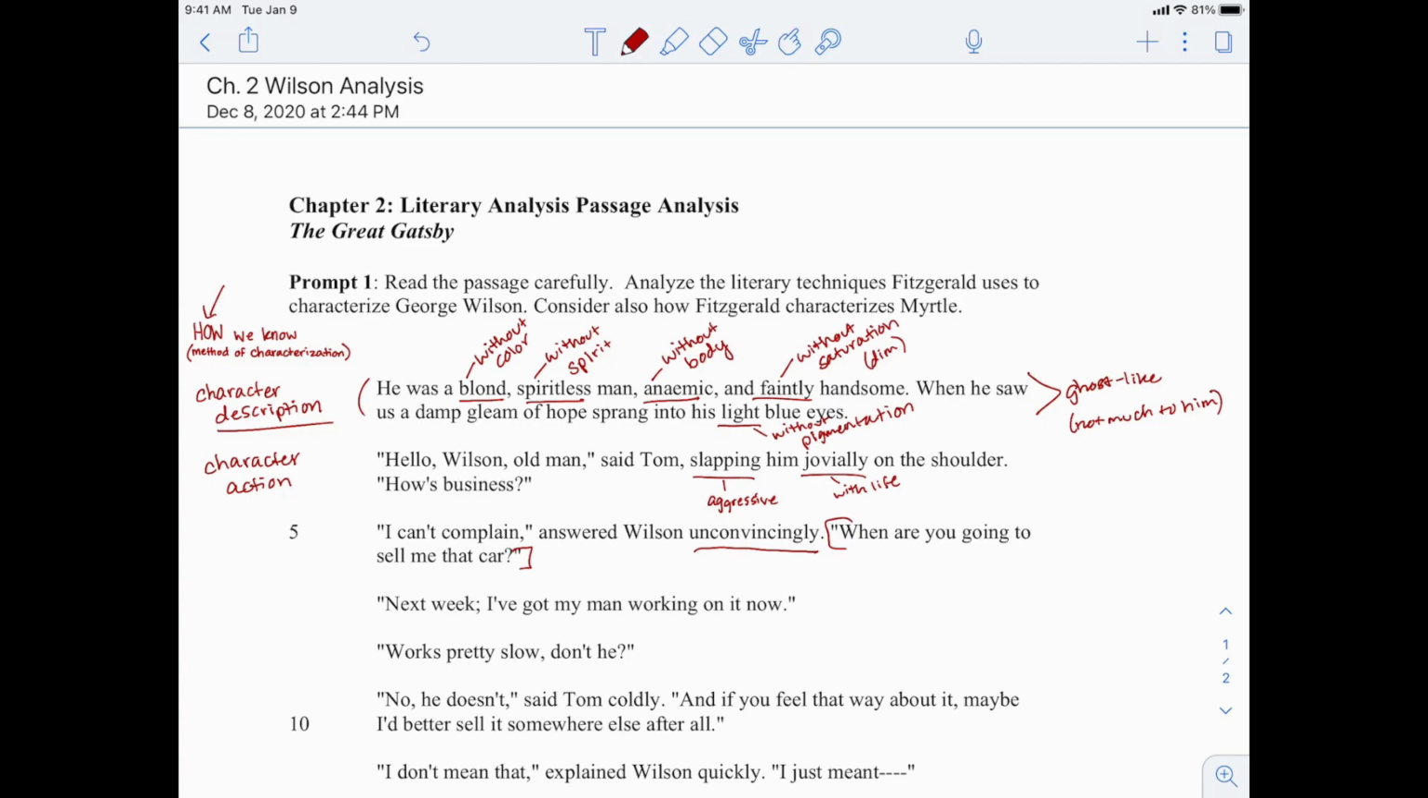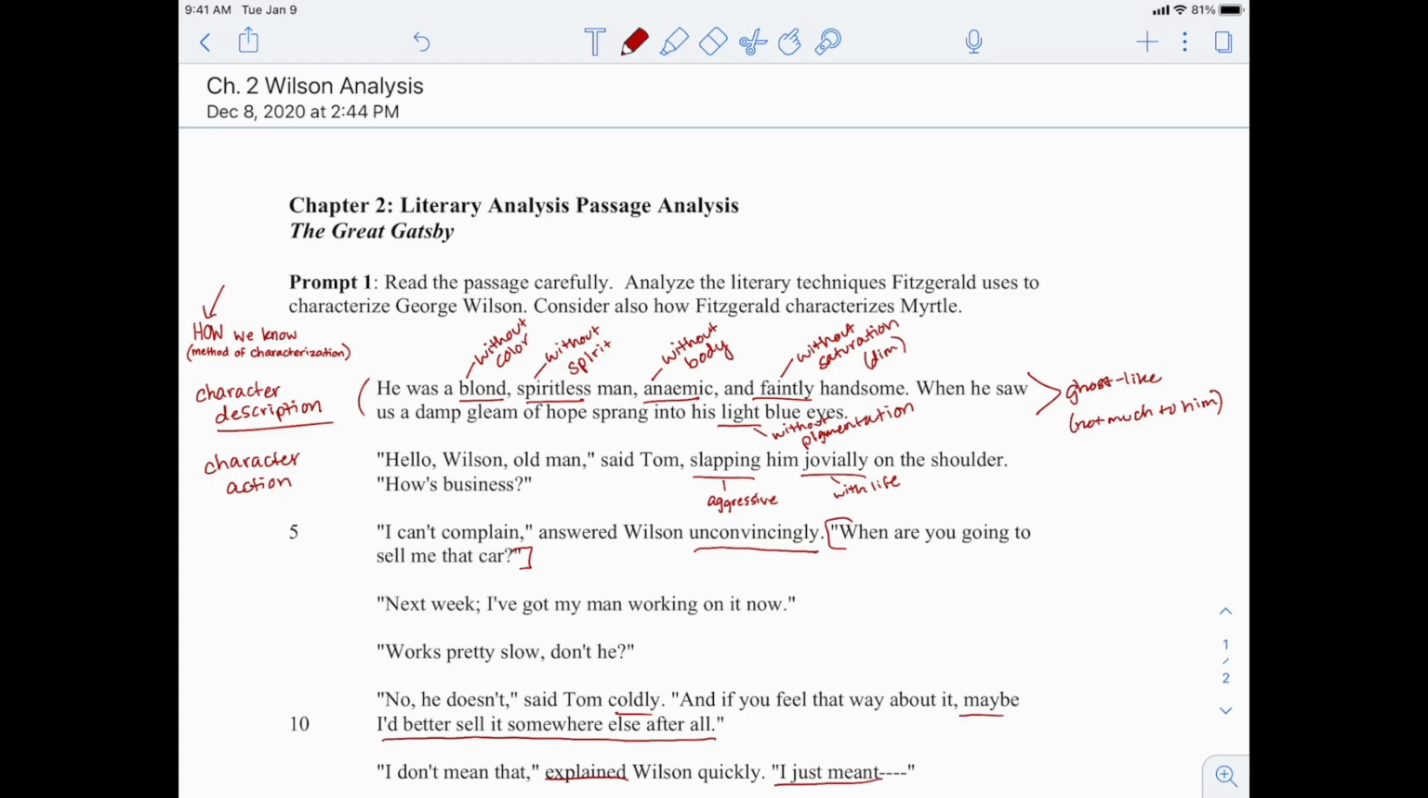"Next week. I've got my man working on it now." "Works pretty slow, don't he?" "No, he doesn't," said Tom coldly. "And if you feel that way about it, maybe I'd better sell it somewhere else after all." "I don't mean that," explained Wilson quickly. "I just meant..." Okay, let's go back real quick.